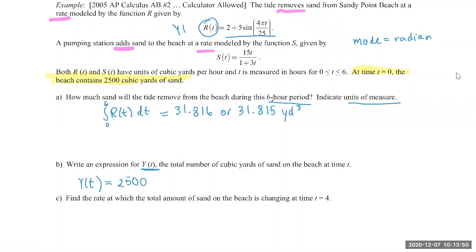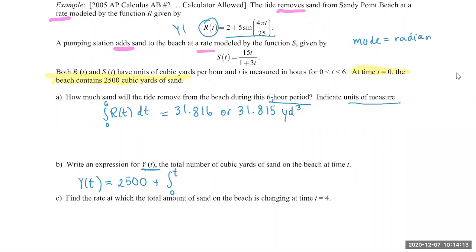After that, sand started being added and removed. So it's an accumulation. So if you look above here, when I wanted to accumulate something, I would stop at the time at which I wanted to consider. So here, that time is generalized to be t. So my limits of integration are going to go from 0 to t.